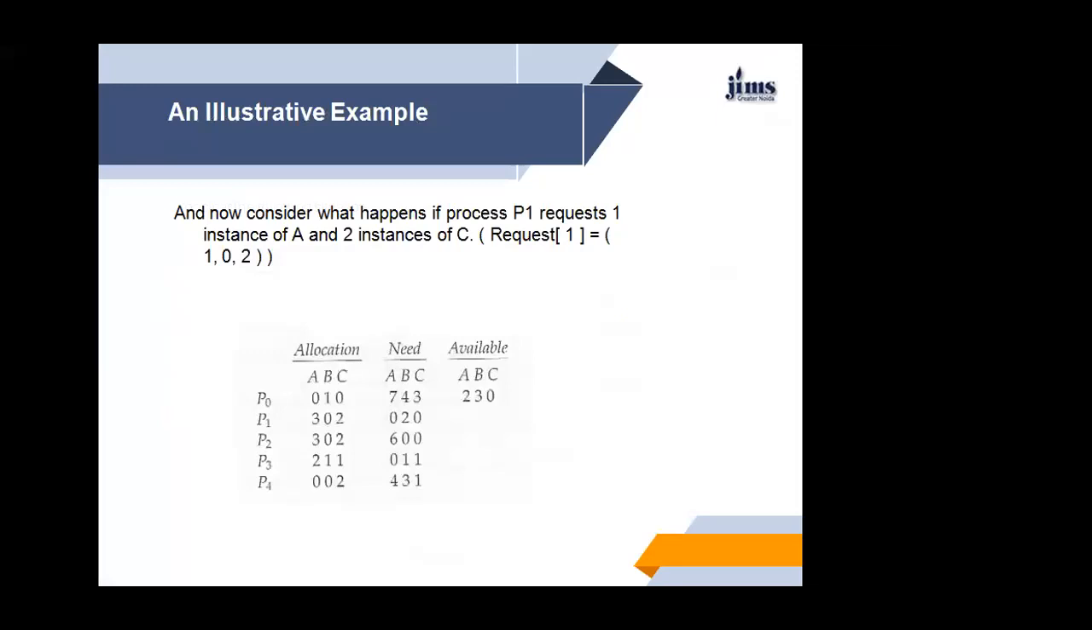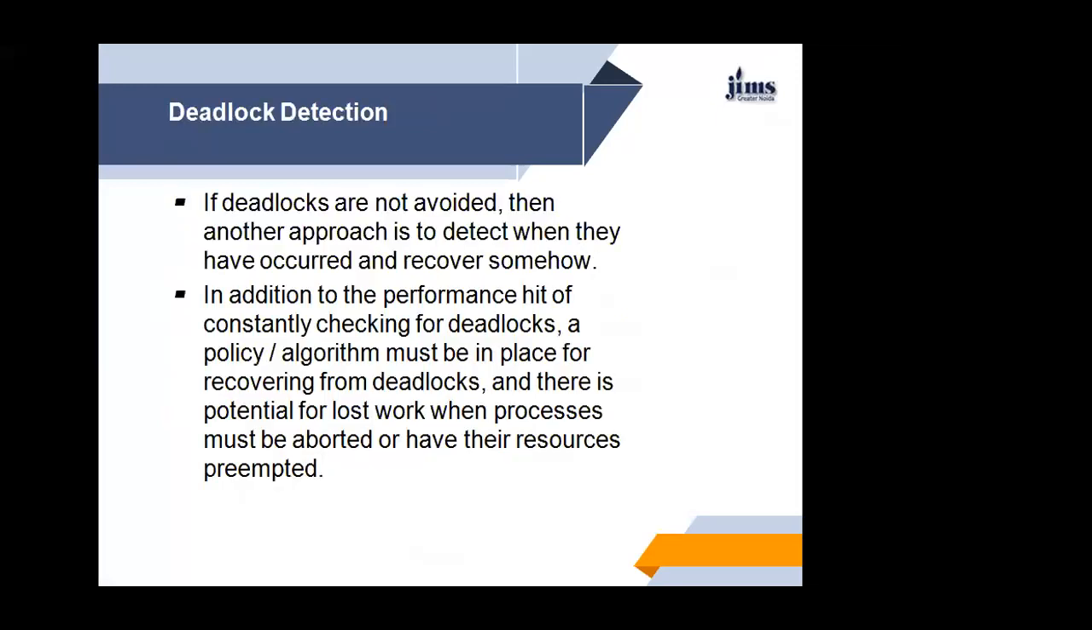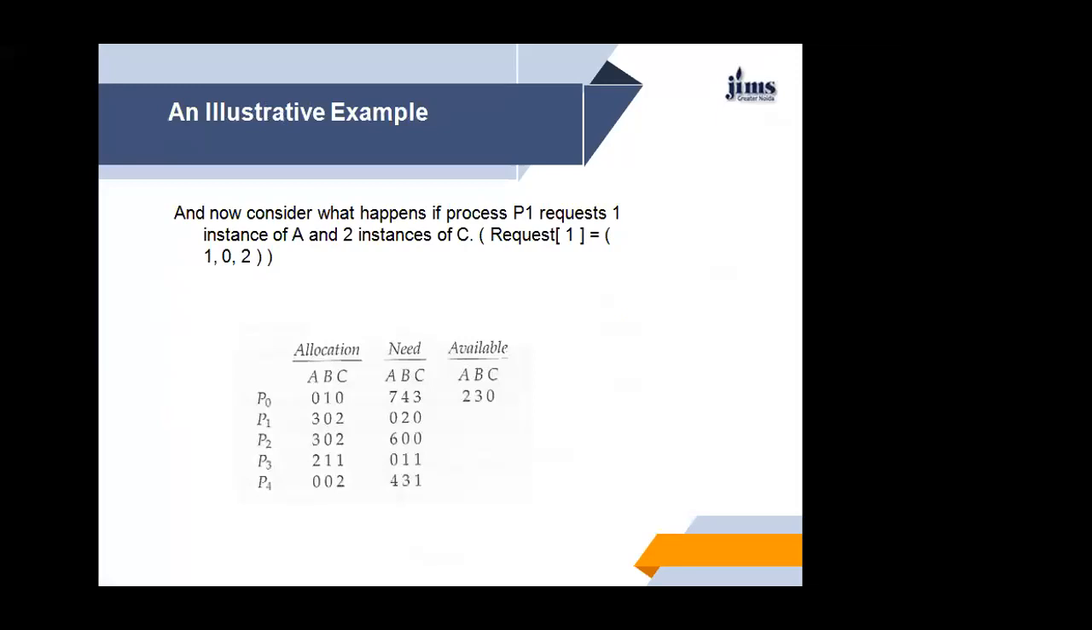To do so, we execute our safety algorithm and find that the sequence P1, P3, P4, P0, P2, this sequence satisfies our safety requirement. Hence, we can immediately grant the request of process P1. Okay, so in this way, you can determine the safe sequence.